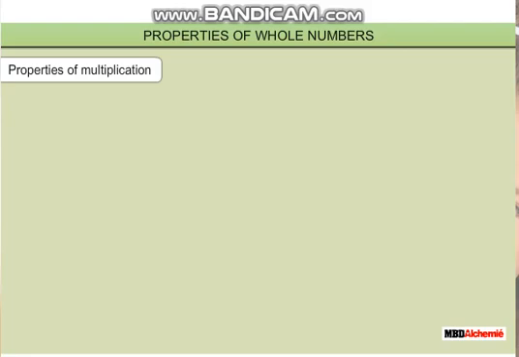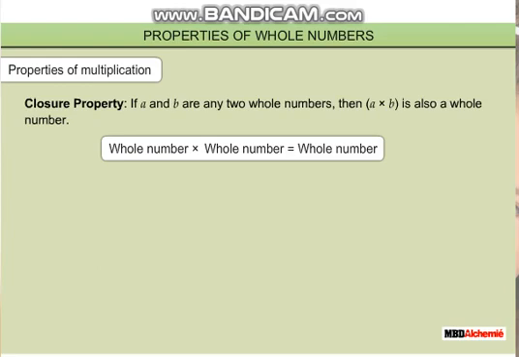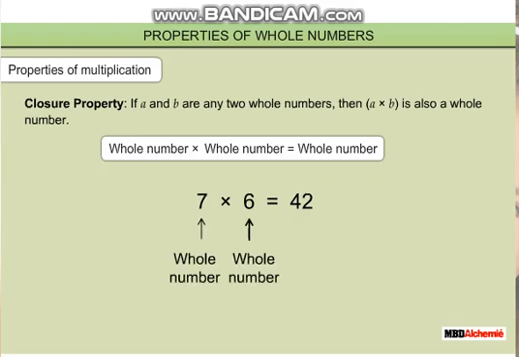Properties of multiplication. Closure property. If A and B are any two whole numbers, then A into B is also a whole number. Whole number into whole number is equal to whole number. For example, if we multiply 7 by 6, we get 42. Here, 7 and 6 are both whole numbers, and the product 42 is also a whole number.